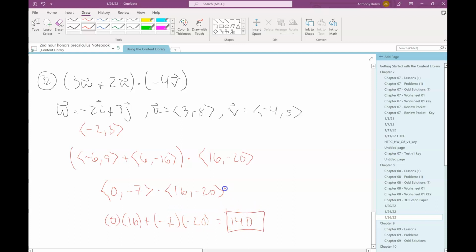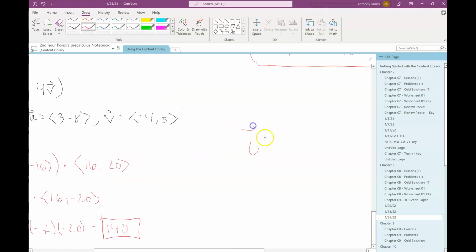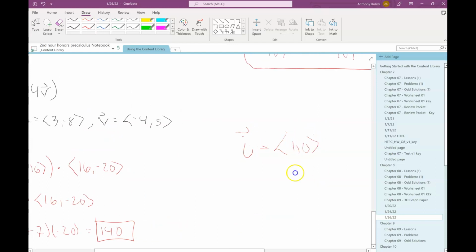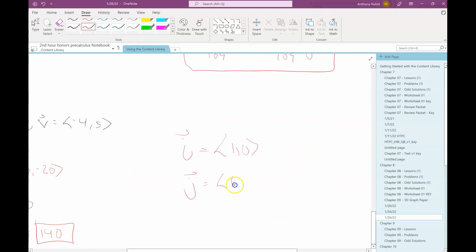Is that okay? Jillian, how did you convert vector w from the 2i, 3j form to the component form? The coefficient on the i is the x component, and the coefficient on the j is the y component. Well, i is just the vector 1, 0, and j is the vector 0, 1. So when I add those together, the coefficient on the i just becomes the x and the coefficient on the j becomes the y. Yeah, that makes sense. Cool.